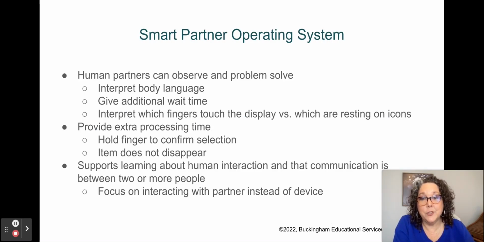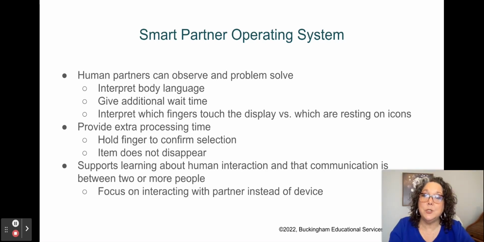This means that that person is going to be able to interpret body language. This may be a smile, it may be a nod, it may be the student looking away, looking down. But you're going to be able to interpret that body language to indicate whether that was a yes selection or whether that was a no selection or not a selection at all.